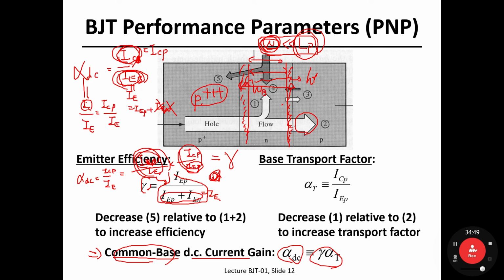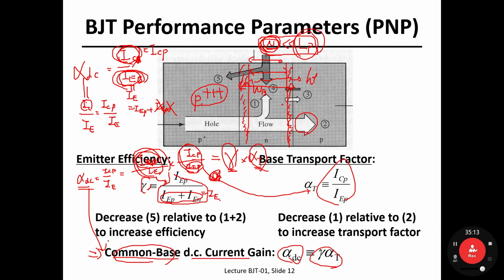And take a look at the second term here, ICP divided by IEP. Yes, this, right? So times alpha sub T, base transport factor, emitter efficiency. If you take a multiplication of both terms, you're going to end up with alpha DC, which is a common base DC current gain. Okay?